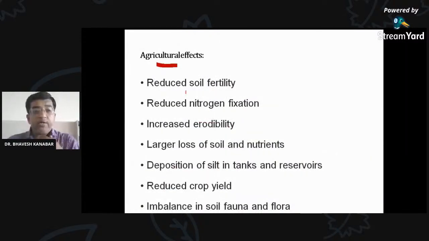Agriculture effect, reduced soil fertility. We are talking about the effect of soil pollution. First of all, agriculture effect. It reduces soil fertility, reduces nitrogen fixation.